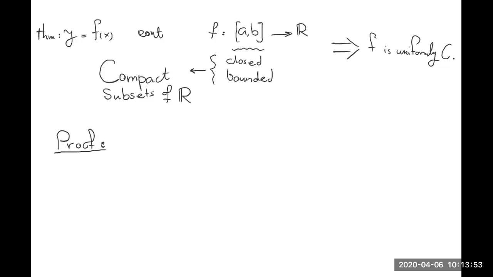Okay, let me give you a hint. So we know f is continuous at every point x. But we want to show it is uniformly continuous. Let's prove it by contradiction. So, proof by contradiction.